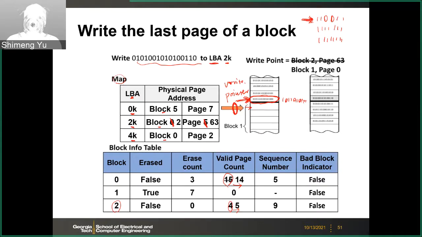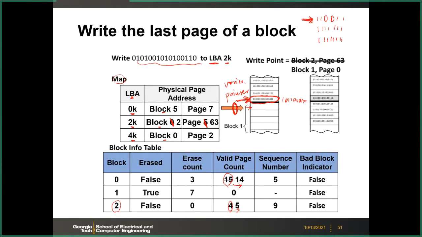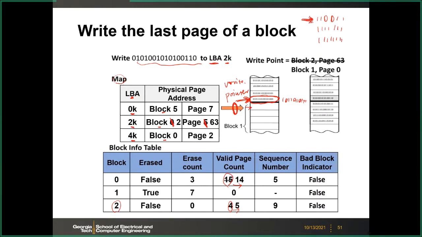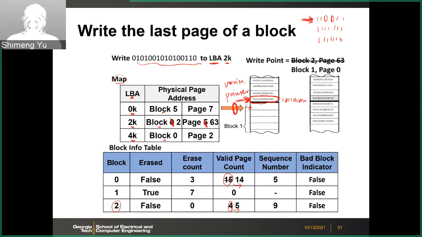Any questions here? No, this is not an erase. This is a program, right? Block 2 previously stored some data. In this example, block 2 already stores 4 valid pages. And then you move to here.